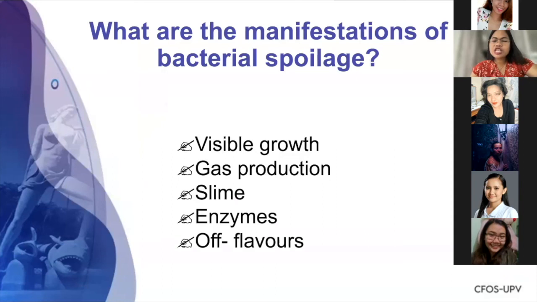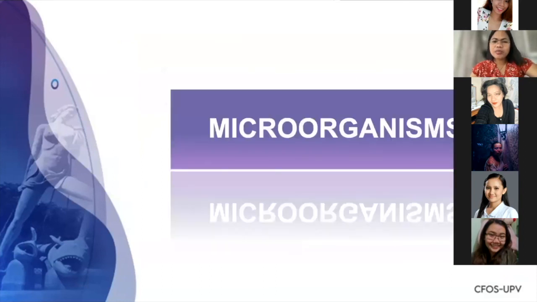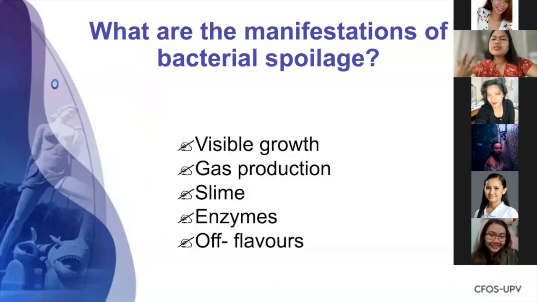Okay, the third agent are your microorganisms. So what are the manifestations of bacterial spoilage? When you see visible growth, especially sa molds. Pag sa dried fish, mas obvious na makikita natin yung molds. Ayan, there is gas production in your products, slime formation, may mga ma-observe kayong off odors and flavors. So that's the manifestation of bacterial spoilage in your product.